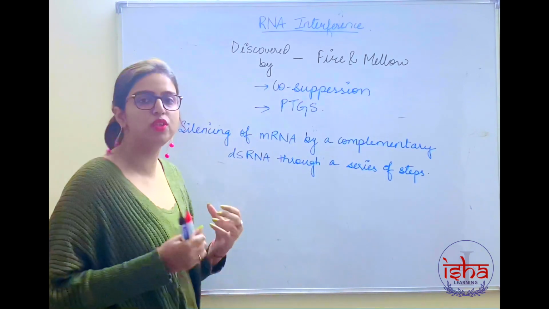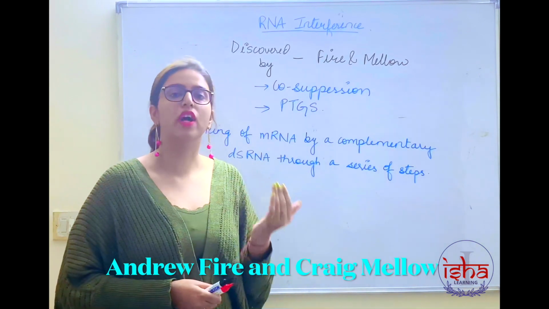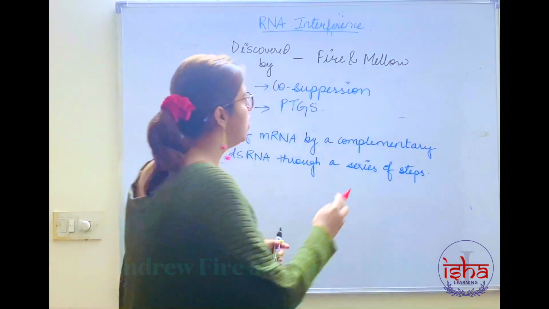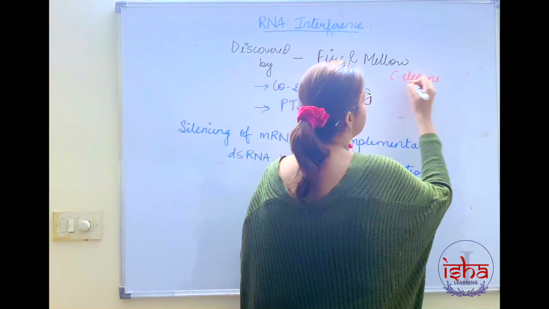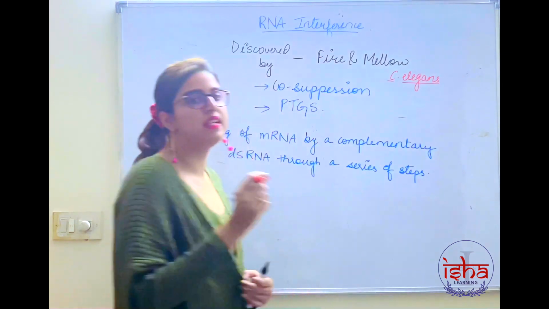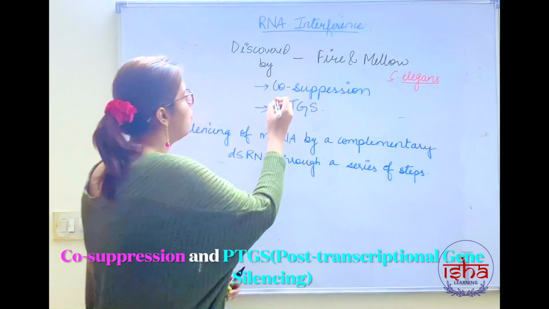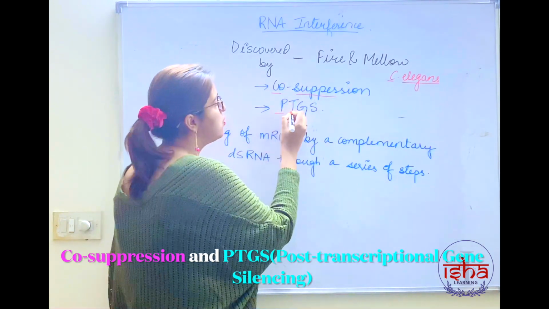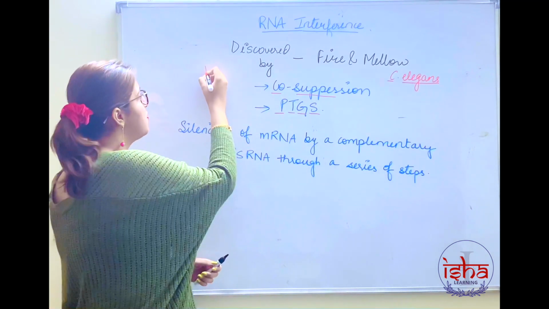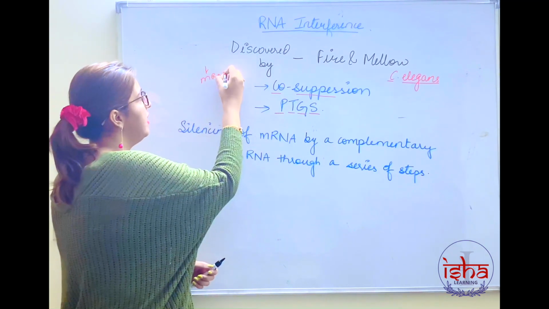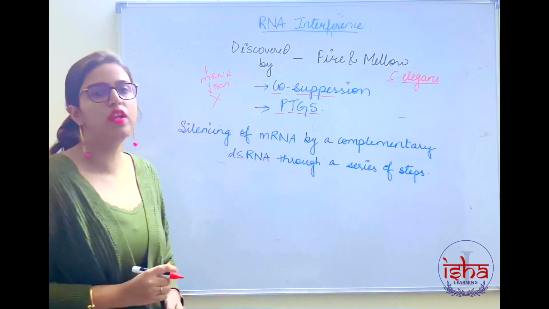It was discovered by two scientists who were working in their lab. The names were Andrew Fire and Craig Mello. They were working with an organism called C. elegans, and they noted this phenomenon in this organism. RNA interference is also known as co-suppression and post-transcriptional gene silencing. Why? Because there is transcription of DNA to mRNA, but the translation step is blocked. So protein will not form.